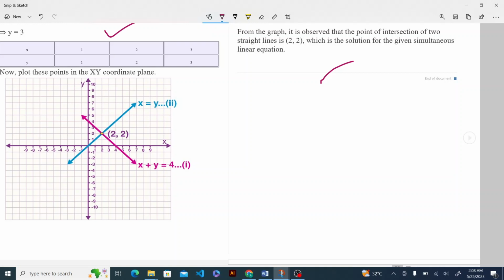So for the second equation, we have got 3 points. When x was 1, y was 1; x is 2, y is 2; x is equal to 3, then y is equal to 3, because the equation was y is equal to x. Whatever will be the value of x, it will be the value of y. Now we are going to plot these points in the xy coordinate plane.